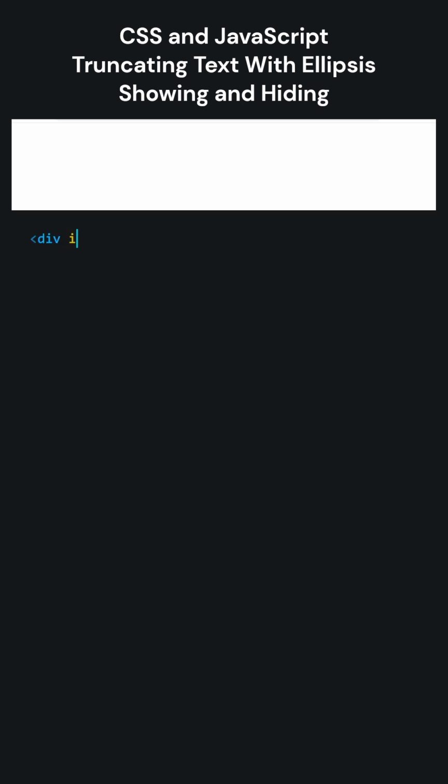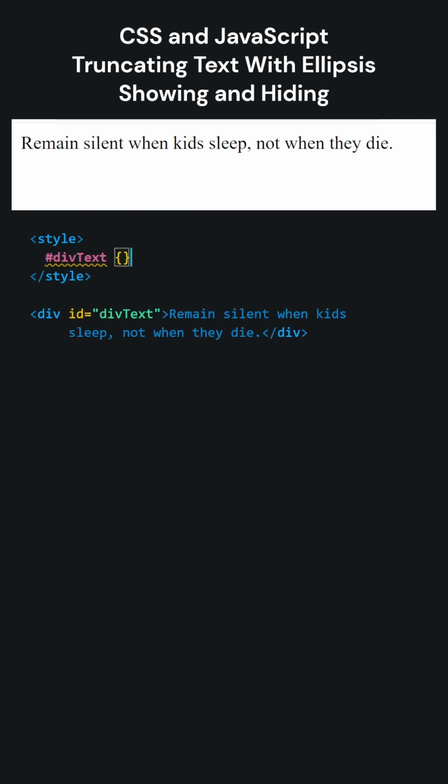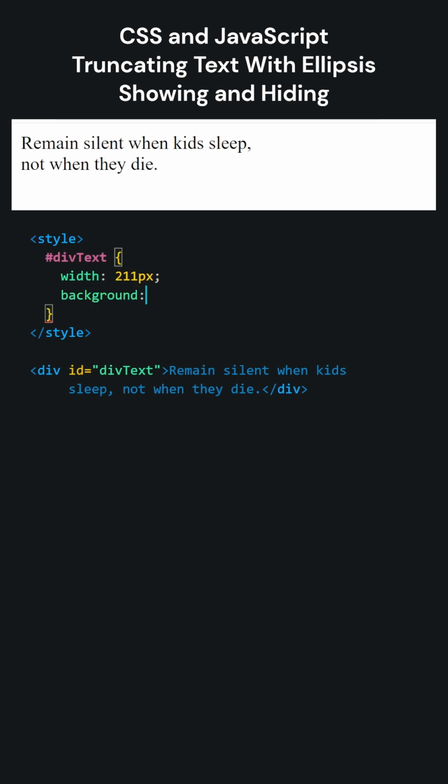CSS and JavaScript. Truncating text with ellipsis. Showing and hiding. Let's add a division element and write something inside. Let's write some CSS code using the ID of our division. When the width is set to 211 pixels, the text that doesn't fit inside the division automatically wraps to the bottom. Let's make the background color pink for a better look.